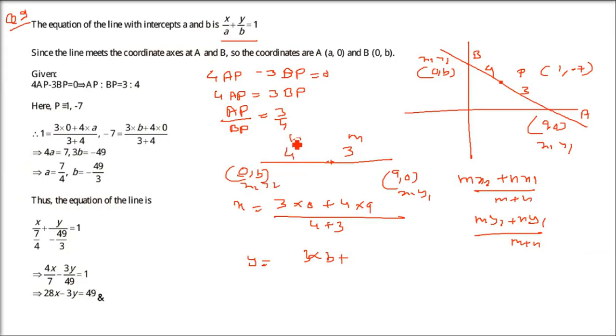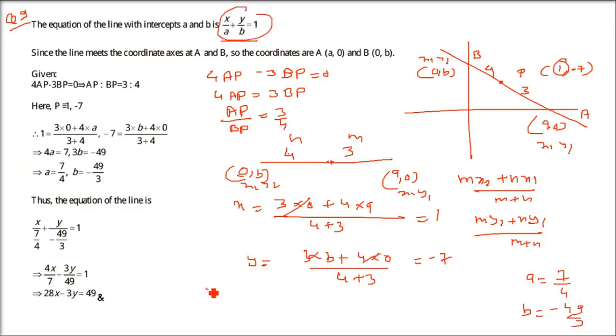3 into b plus 4 into 0 by m plus n, 4 plus 3. So this becomes, what is this? X point is 1 and what is the y point? It is minus 7. So this is 3 into 0, that is 0, 4a by 7 is 1. A will be equal to 7 by 4. Here this will be 0, 3b by 7 minus equals minus 7. So b will be minus 49 by 3. 7 7s are 49.